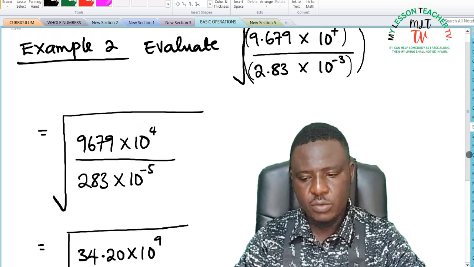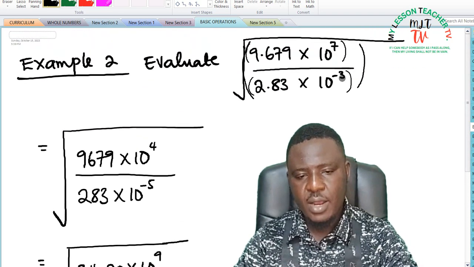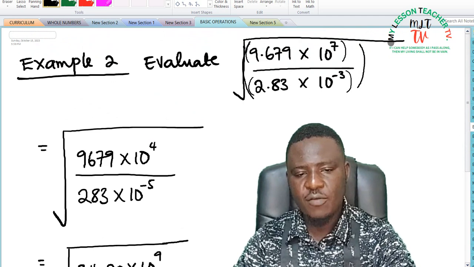So all you need to do is to first and foremost simplify the fraction that you have before you look for the square root.